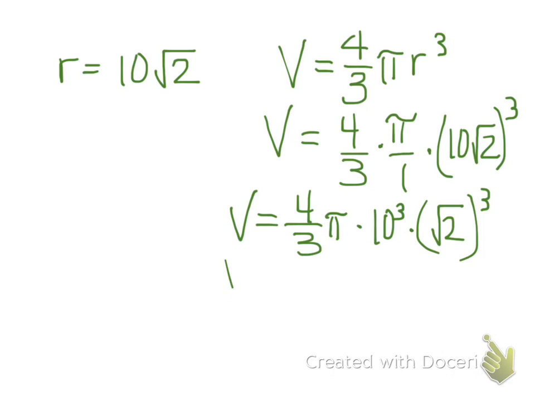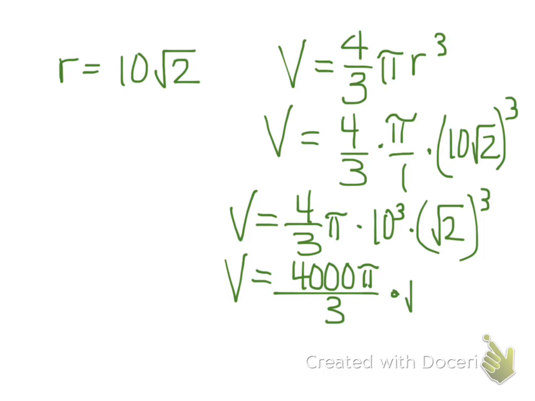Okay, so we're just straightening out the numbers. What I'm going to do next is take this 10 cubed, which is 1,000, multiply it by the 4, and get 4,000 pi over 3. Do you see where that came from? 1,000 times 4 divided by 3 still. So 4,000 pi over 3.